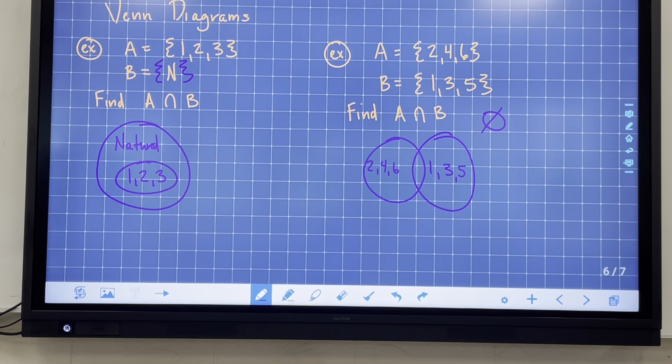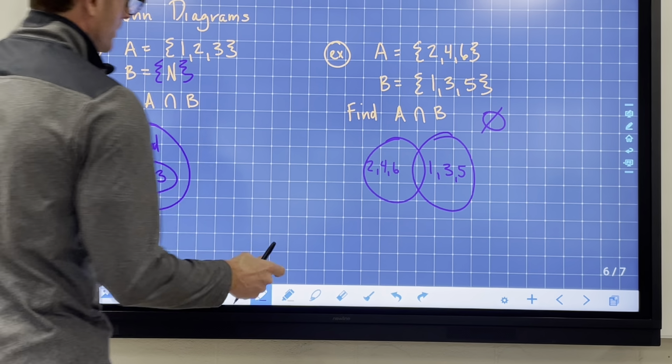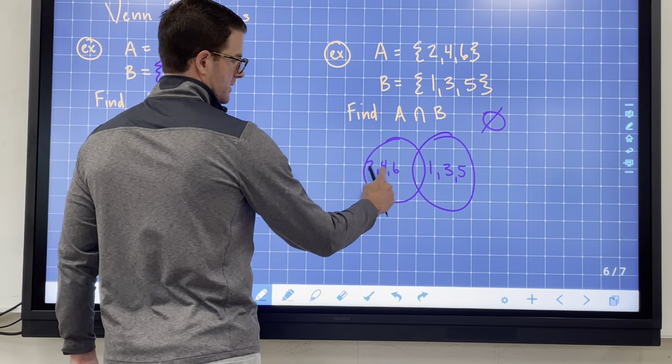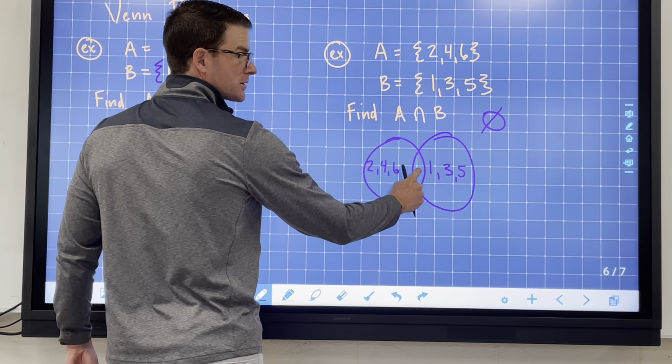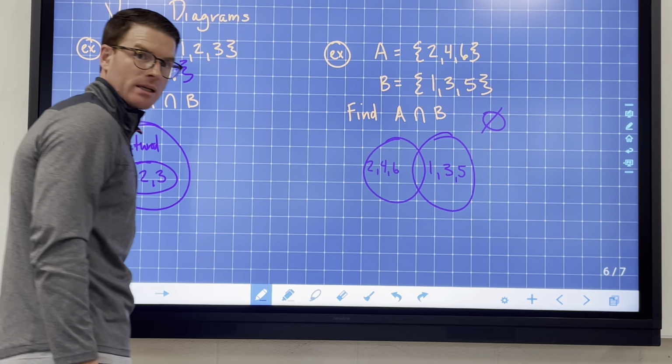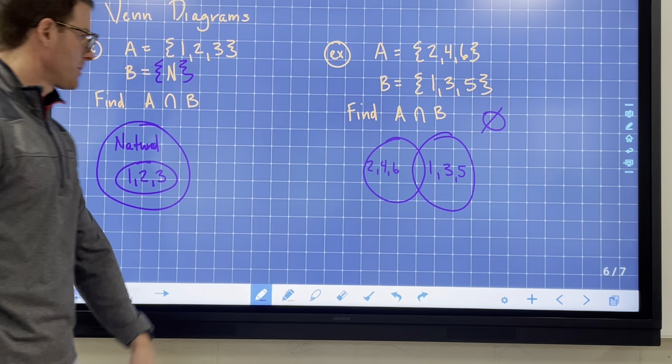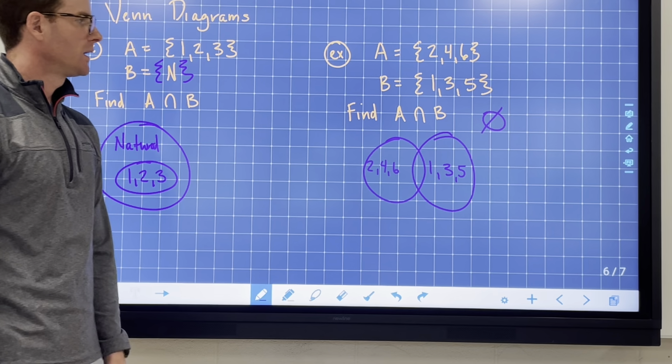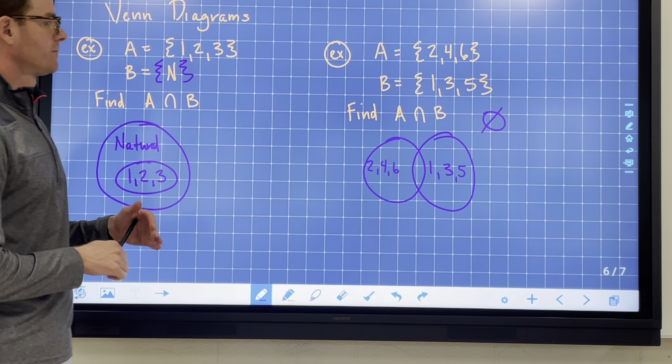There may be some examples in your practice set. In fact, I know there are, where when you make a diagram like this, there are going to be numbers that are in common. So you would put those in the center, the one overlapping piece. Okay? All right. Last slide.